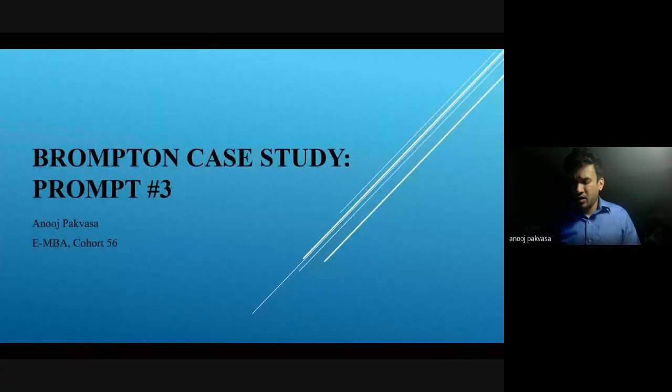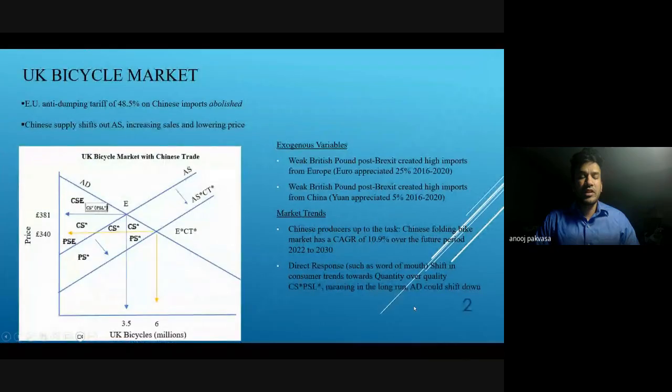It is the Brompton case study, prompt number 3 for economics. Here is a graph of the UK bicycle market after the EU anti-dumping tariff of 48.5% on Chinese imports was abolished. With the introduction of Chinese supply, the AS shifts down and out, increasing sales and lowering price.